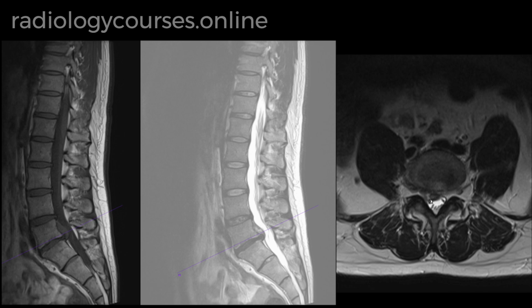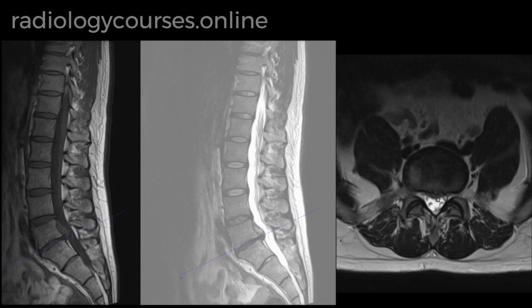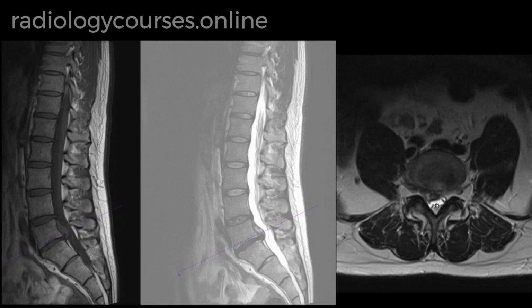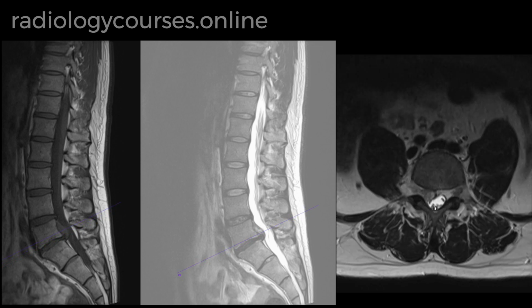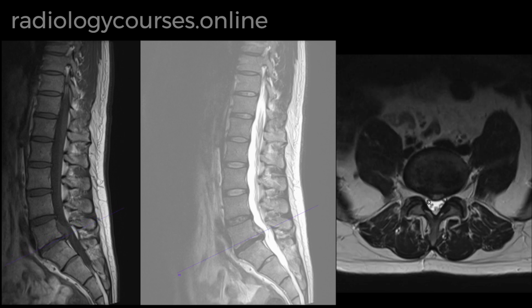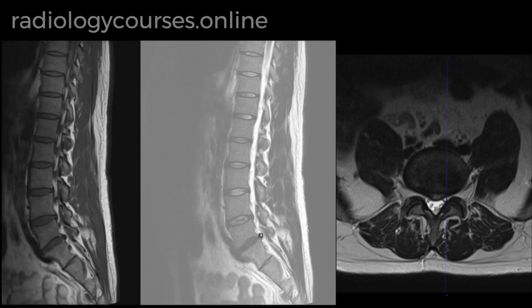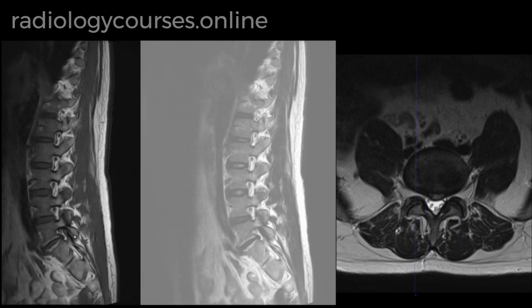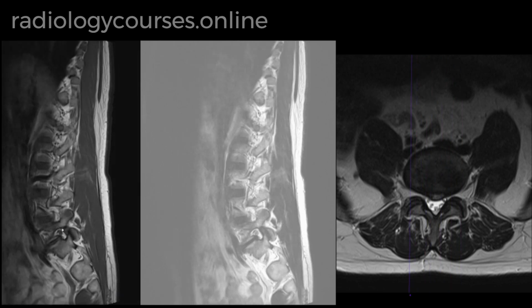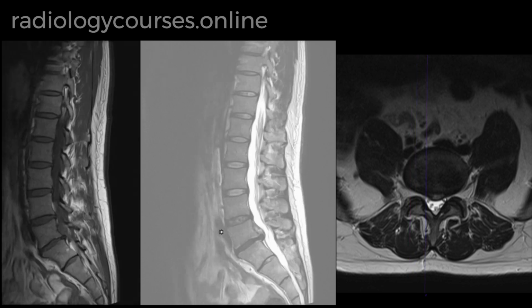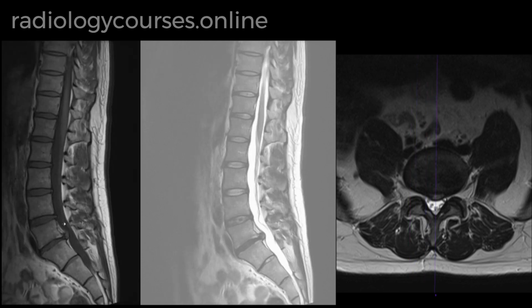Here the thecal sac is pushed posteriorly and is causing a mild crowding of the nerve roots in the right side of the thecal sac, and also causing a severe impingement on the traversing right S1 nerve. If we look at the exit foramina on the sagittal T1 and sagittal T2, the exiting right L5 nerve is not impinged.